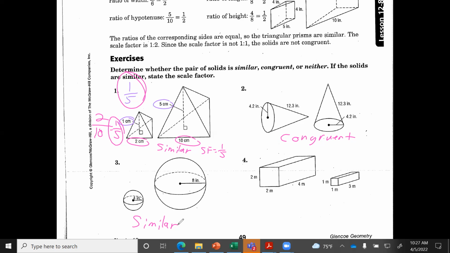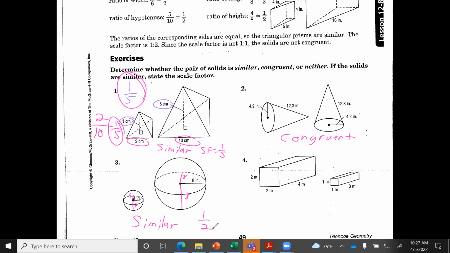If you were to look at this with all the dimensions, think about if I was to draw a radius straight back. Well, it's the same radius, right? So they share the same ratio between those pieces. Same thing if I went vertically and went straight down. Here I'd have 4, here I'd have 8. All these single dimensional measurements are always going to be the same in a sphere, no matter what. So they will always be similar. And on this one, our scale factor would be 4 to 8 or 1/2.